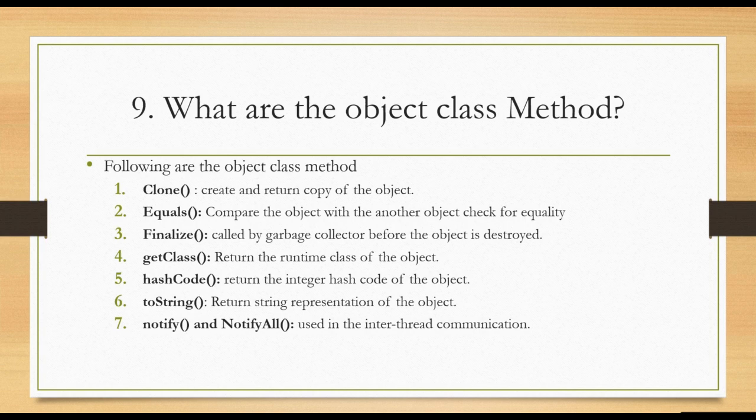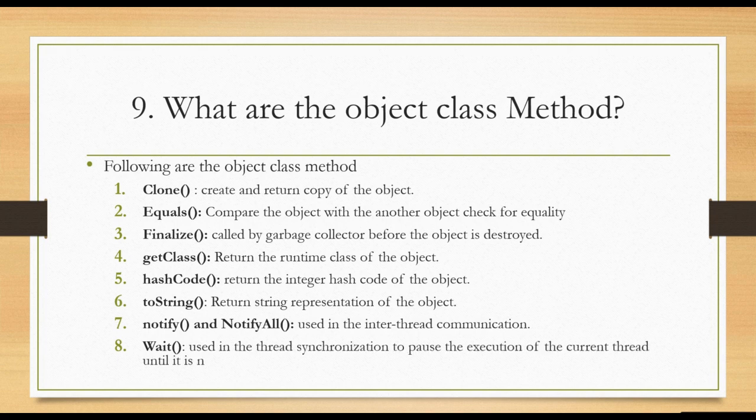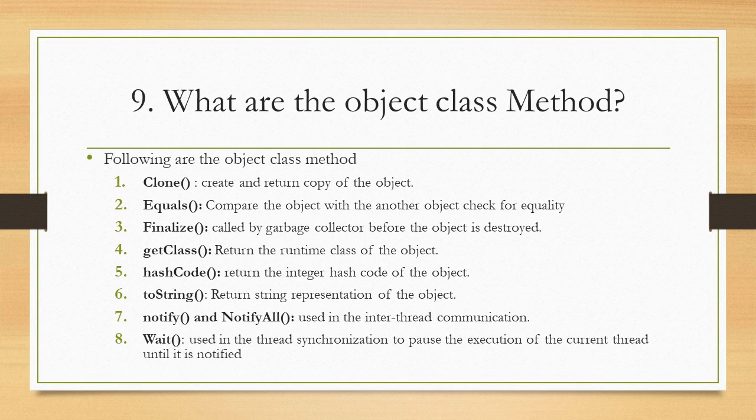The seventh one is notify and notifyAll. Notify and notifyAll are used for inter-thread communication. The eighth one is wait. Wait is used in thread synchronization to pause the execution of the current thread until the notify. So the last ones, seven and eight, that means notify, notifyAll and wait, are three methods used in a multi-threaded environment, and the equals and hashCode methods are used in a HashMap to store key and value pairs internally.